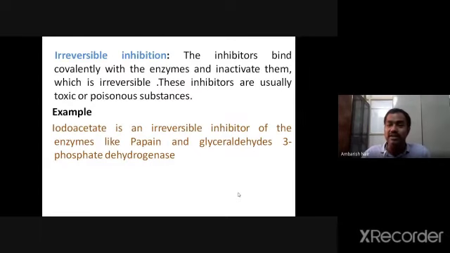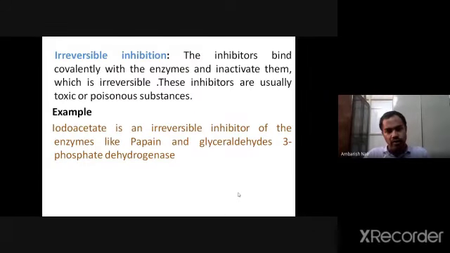Most of these irreversible inhibitors are either toxic or poisonous substances. For example, iodoacetate is an irreversible inhibitor of enzymes like papain. Iodoacetate is a chemical. Papain is an enzyme found in papaya, and glyceraldehyde 3-phosphate dehydrogenase is found in human beings. In glycolysis, which is how glucose is utilized in the presence of oxygen in a cell, you can see this glyceraldehyde 3-phosphate.